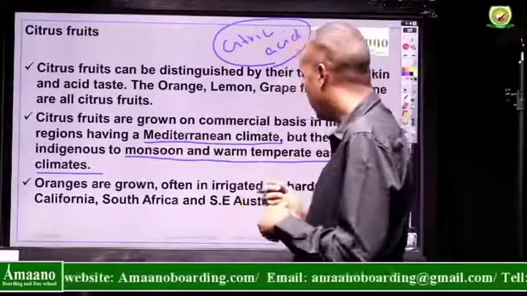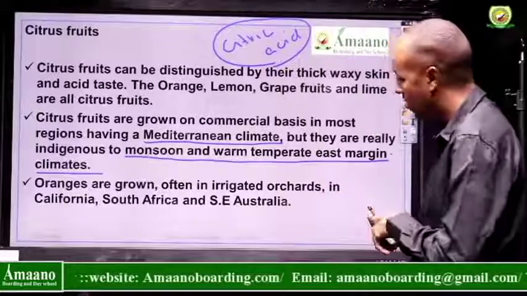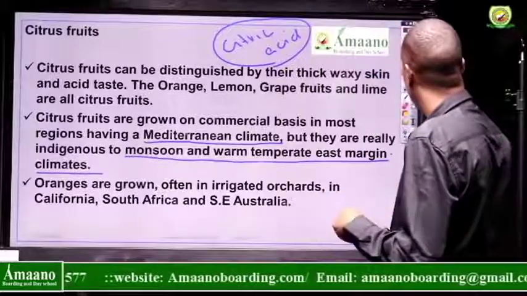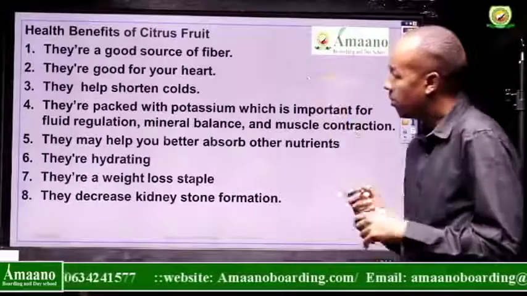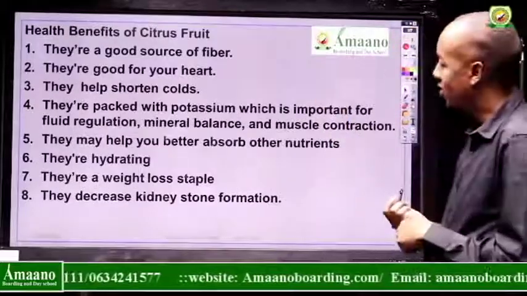Oranges are often grown in irrigated orchards in California, South America, Africa, and southeastern Australia. Okay, now, what about the health benefits of citrus fruits in short?